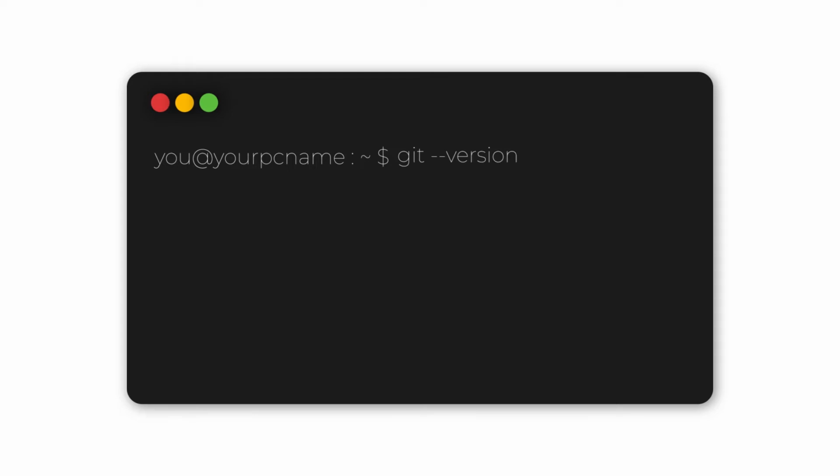So if you don't have Git installed on a system, try sudo apt-get install git. Wait for the process to complete and Git will be now installed on your system.